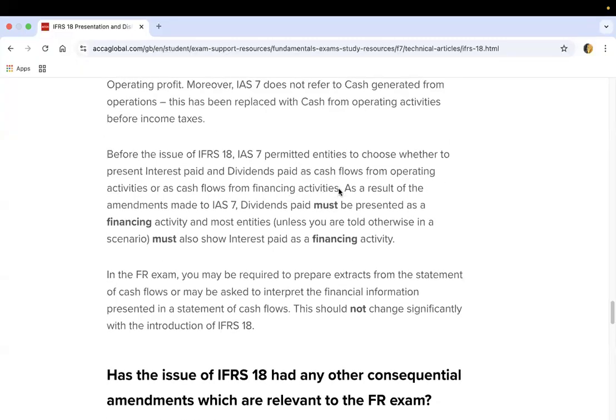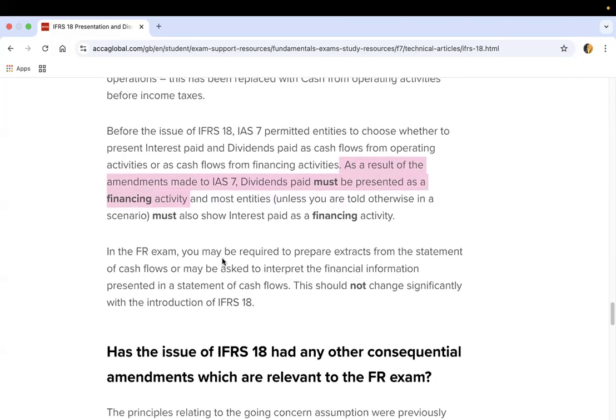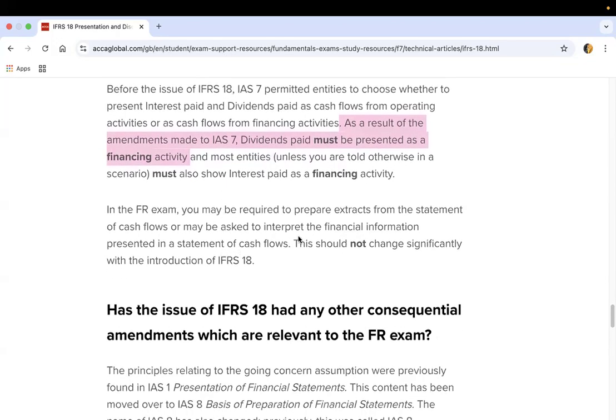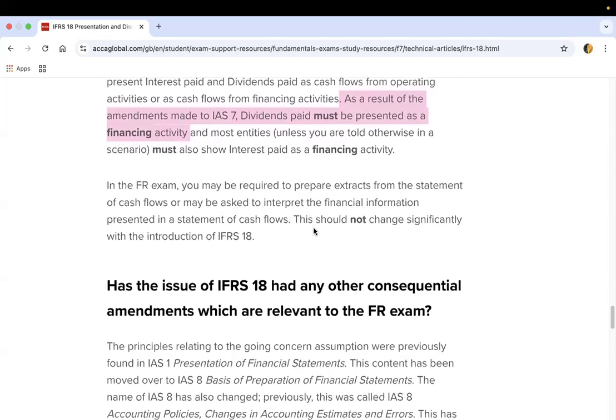So this is something that we have already studied. Dividends paid is taken under financing activity itself, and it is obvious that it is going to be taken under that. And in the FR exam, the reason that I made you do this whole cash flow is so that you can understand the various splits in the cash flows, right?